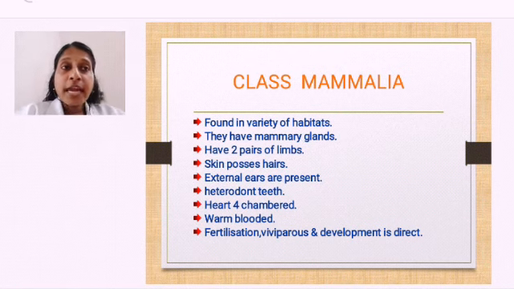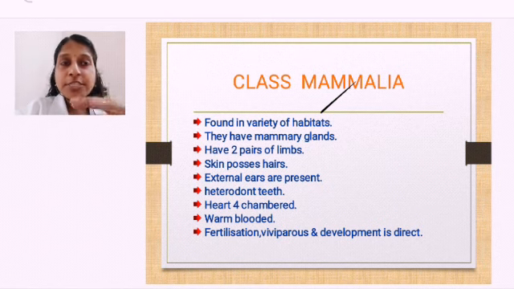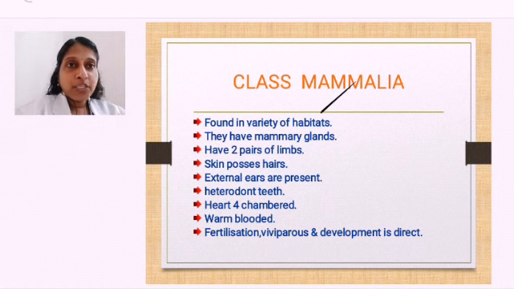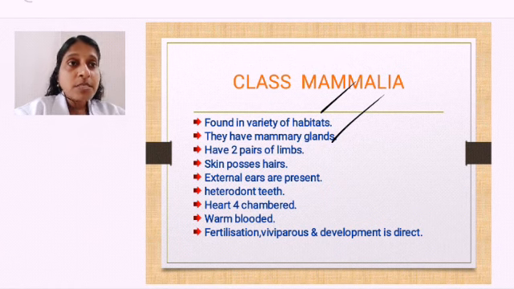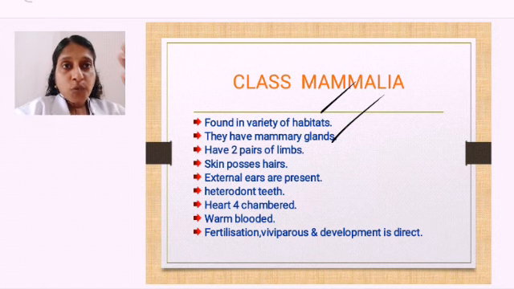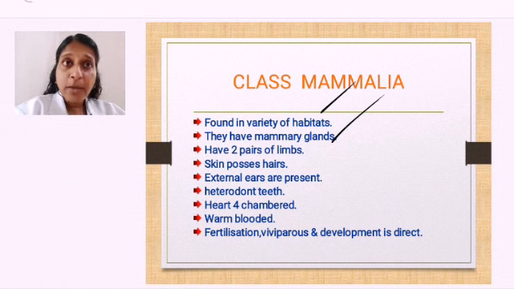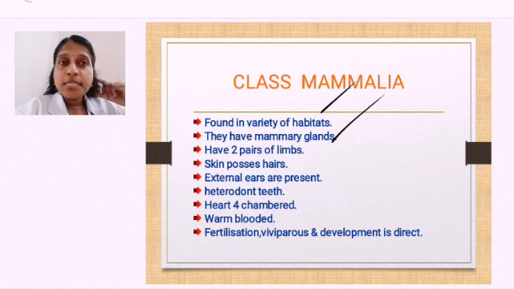Found in a variety of habitats, mammals are present in different habitats. It can be water, land, or extreme-temperature places like ice caps; everywhere you can find these mammals. They have mammary glands, milk-producing glands present to feed the babies. They have two pairs of limbs, one the forelimb and another the hind limb. Skin is hairy. We also have hairs, isn't it? External ears are present, ears are visible.